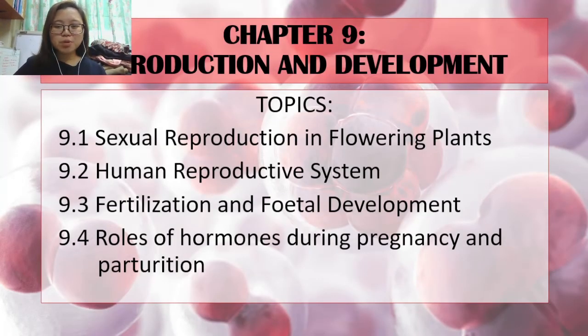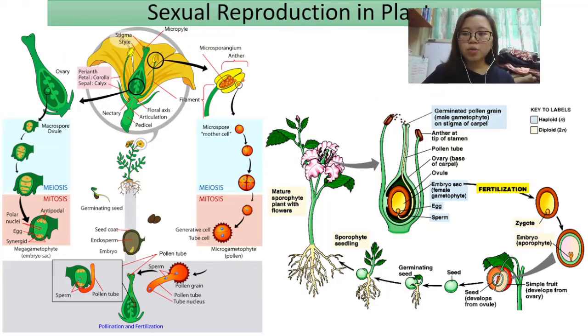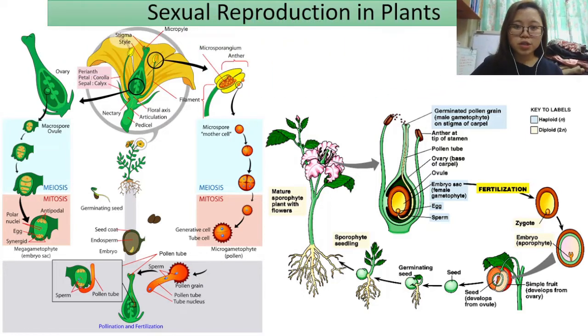So in this chapter, we have 4 subtopics, and in this video, we'll focus on the first one, which is sexual reproduction in flowering plants. Now, this is just a quick overview of what we will go into in this chapter, but basically, we're going to learn what are the reproductive organs in plants, how they develop their female and male gametes, and how fertilization can occur in flowering plants.